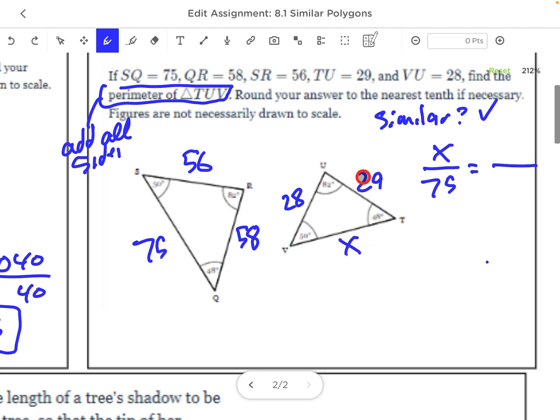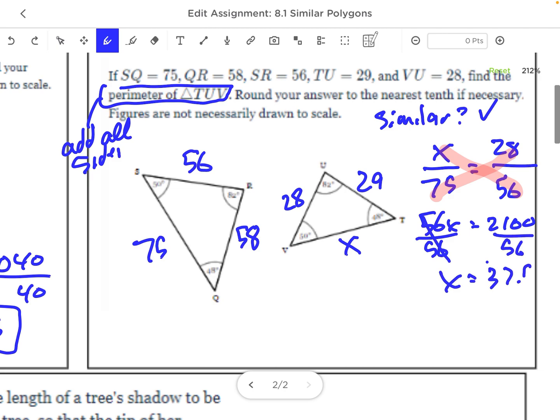So let me just say, let's use the 28. Okay, so 28. That's in between 50 and 82, right? So between 50 and 82 is 56. Okay, so now let's just do our cross multiplication. All right, so x times 56, we know it's 56x. All right, 75 times 28. If you put that in your calculator quickly, you'll get to 2100. All right, so we divide both sides by 56. Cancels, x equals 37.5. Okay, but we're not done yet.